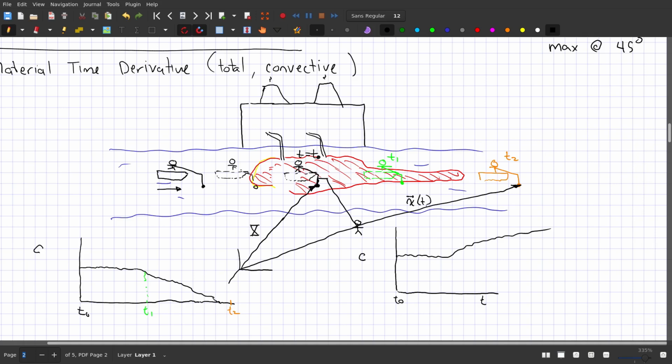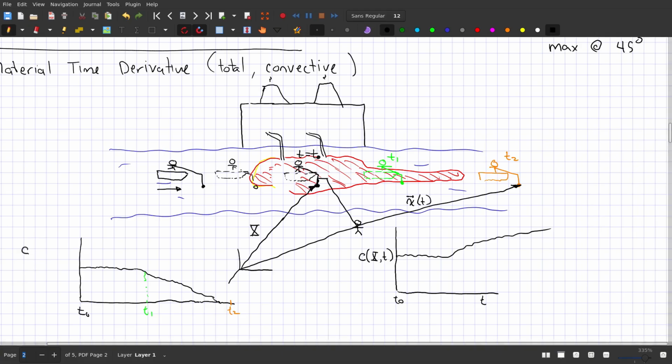There was a reason I wrote my C's kind of far away from the axis here, because I want to be clear. This plot, this C, is a function of big X, right? Because I'm standing on the bank and I'm not moving. So it's a function of big X and time. This C, maybe I even need to move it out a little further, is a function of little x, which is a function of time, and time.